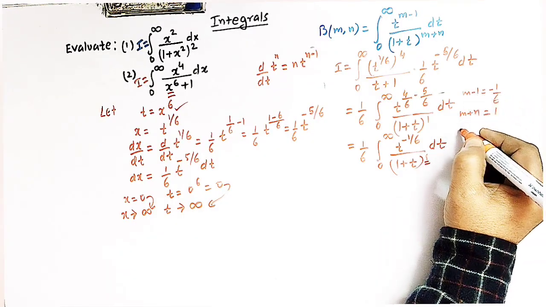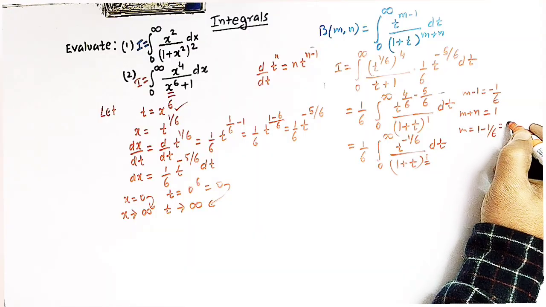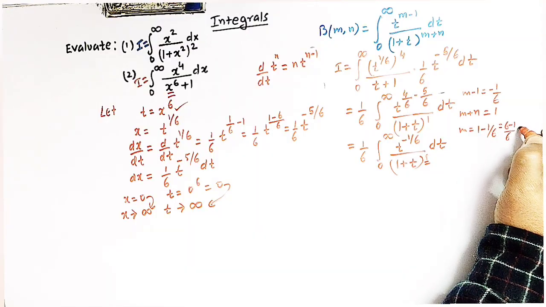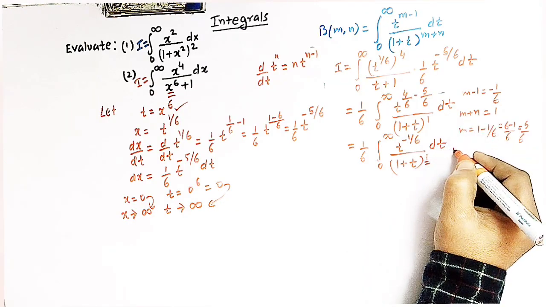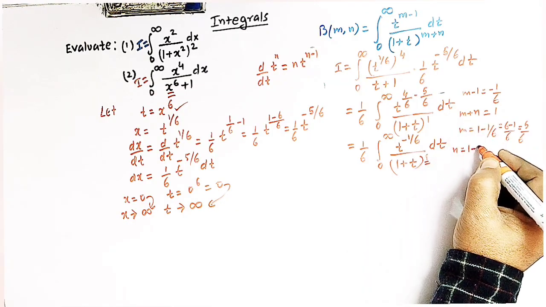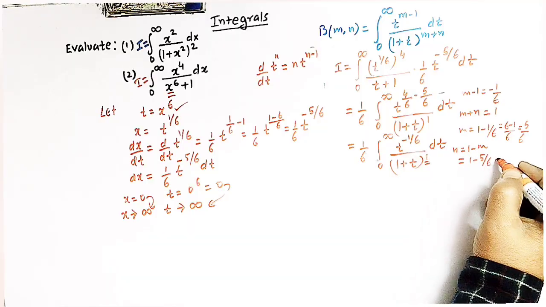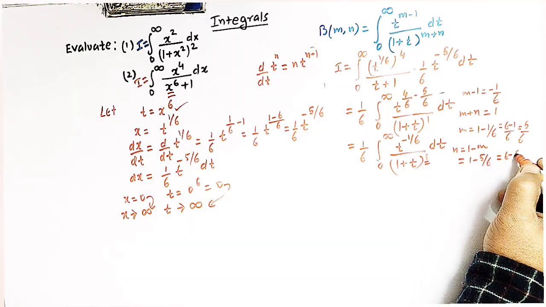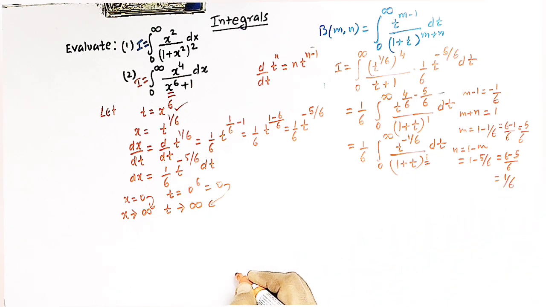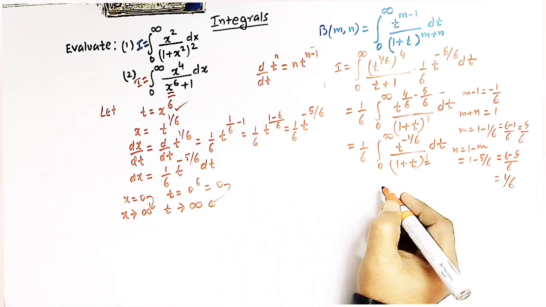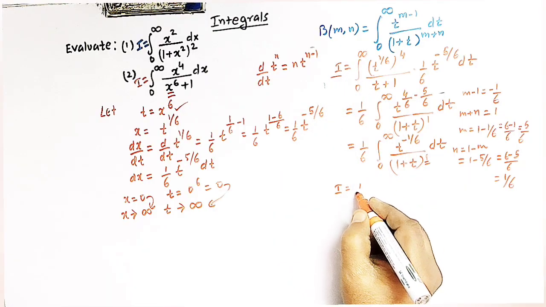So from here m is 1 minus 1 over 6, that is 6 minus 1 over 6, that is 5 over 6, and the value of n is 1 minus m, that is 1 minus 5 over 6, that is 6 minus 5 over 6, that is 1 over 6, right? So now we can write this integral I as 1 over 6.